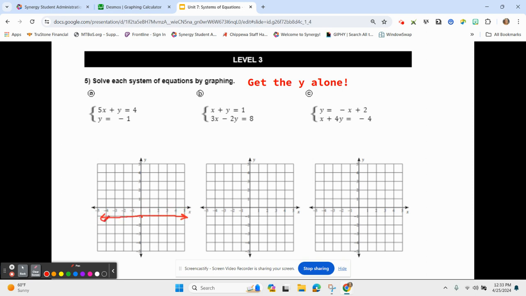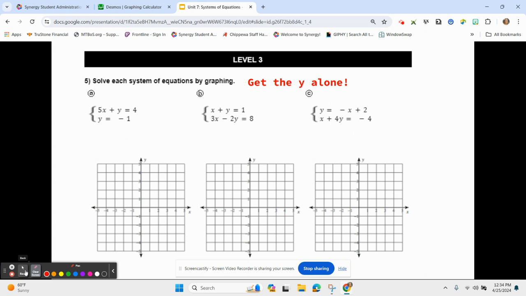But for the top equation, you've got to get this y alone before you can graph it. So minus 5x, you're going to get the y alone to graph so that you can find the solution to this system. Letter B, you're going to have to get both of these y's alone to graph. Letter C, oh, the top equation is already alone, so that's good. You have to get this equation's y alone to graph here. So you've got 3 trickier graphs to finish.